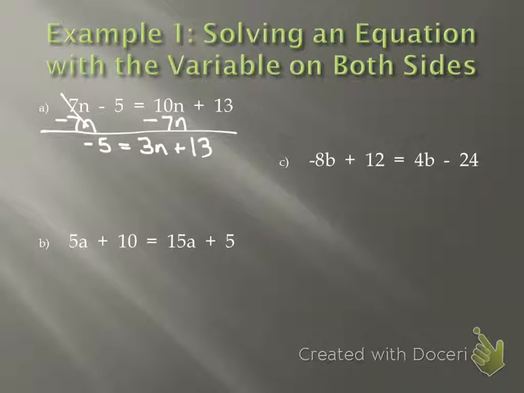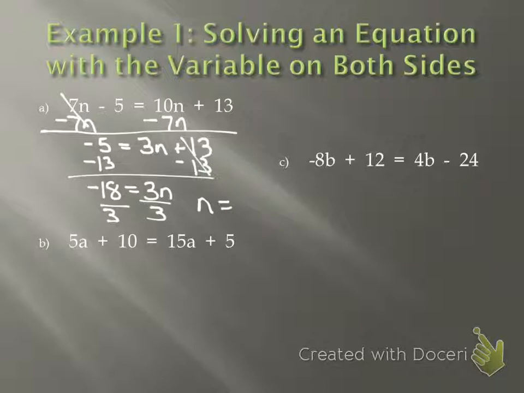What do I do next? I need to subtract 13 from both sides. I need to move everything that is not connected to my variable to the other side first. That cancels. All right, what's negative 5 minus 13? What's it going to be? Negative 18. Same sign, add and keep. Negative 18 equals 3n. Now I divide both sides by 3, and n equals negative 6.